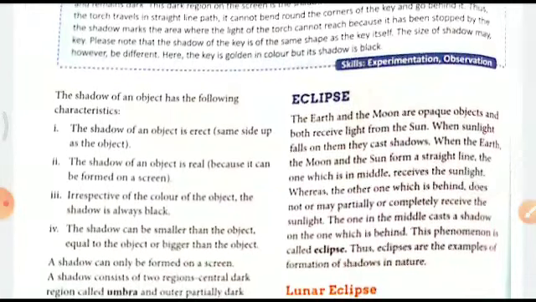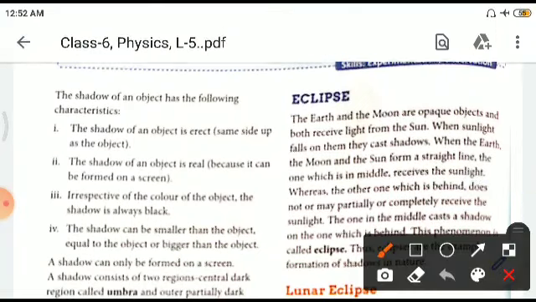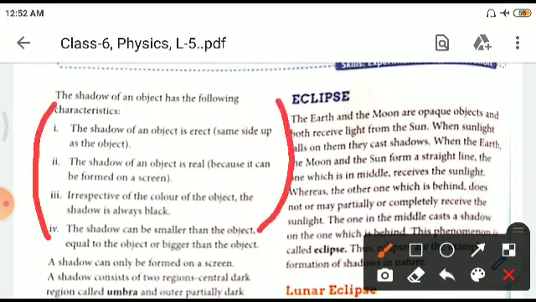Now the shadow of an object has the following characteristics. The shadow of an object is erect, same side up as the object. The shadow of an object is real because it can be formed on the screen. Irrespective of the color of the object, the shadow is always black. And then the shadow can be smaller than the object, equal to the object, or bigger than the object. Nice. See, so children, these 4 points are very important. We should know they are the characteristics of the shadow.